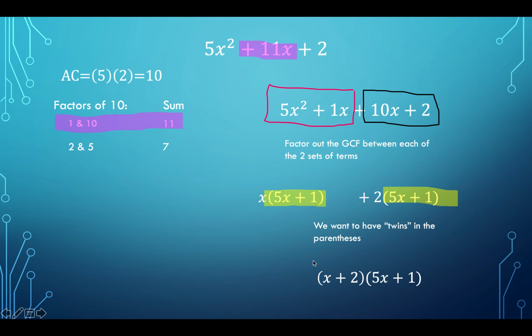This right here is your final answer. If we wanted to check it, all you would do is distribute, use the FOILing method, and then when you combine all your like terms, you will get this answer back in the end.